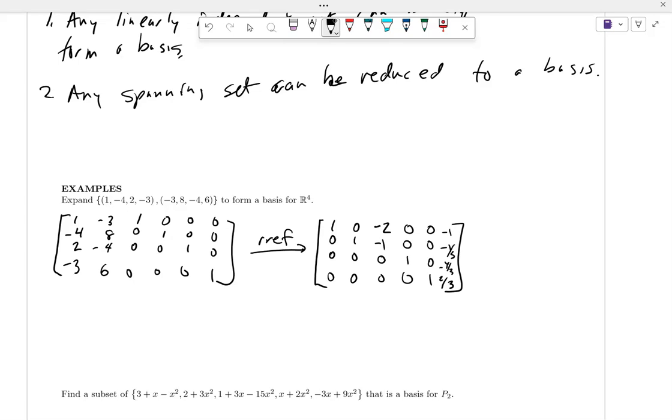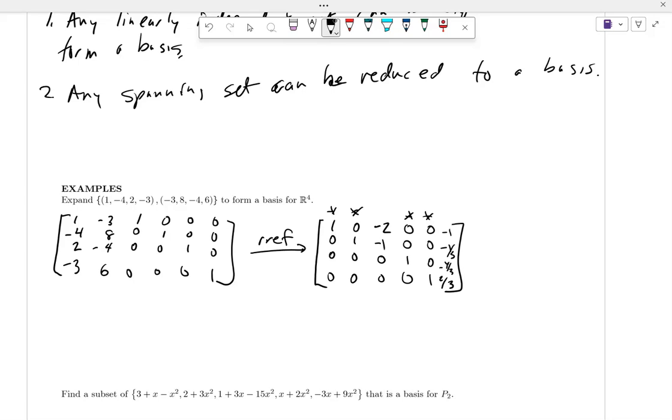-2 times the first one minus 1 times the second one is going to give me the third one. So I don't need the third one, and I'm not going to use it. This last one tells me that if I do -1 times the first, -1/3 times the second, -4/3 times the fourth, and 2/3 times the fifth, I'll get the last one. It's the columns with pivots that matter. So I'm going to use this one, this one, this one, and this one.